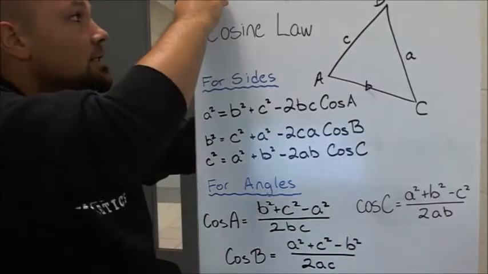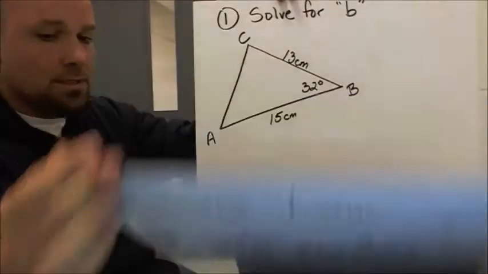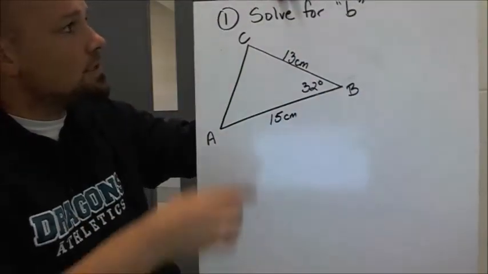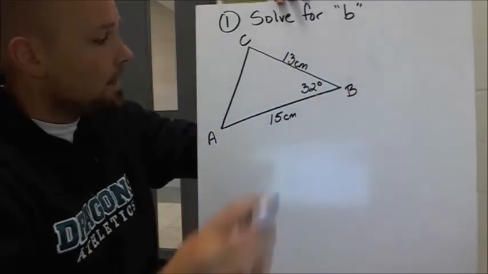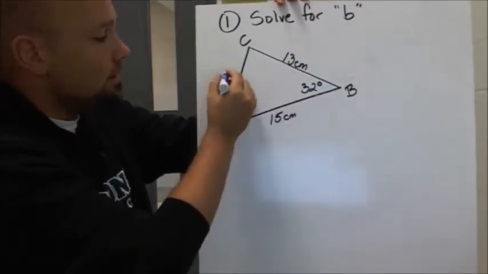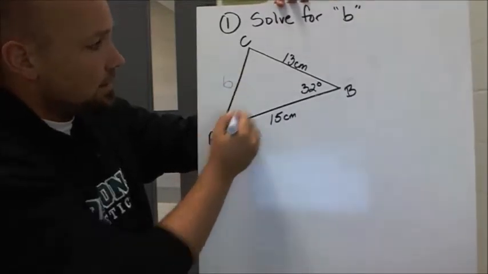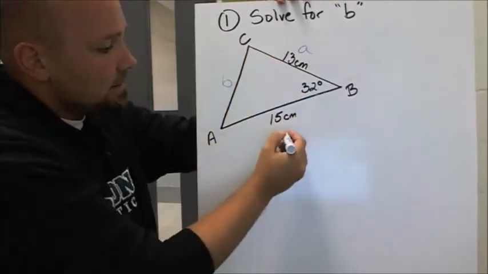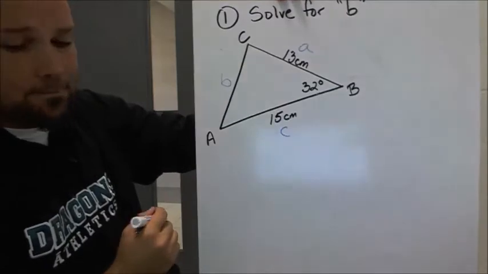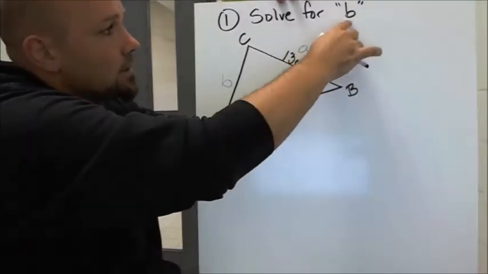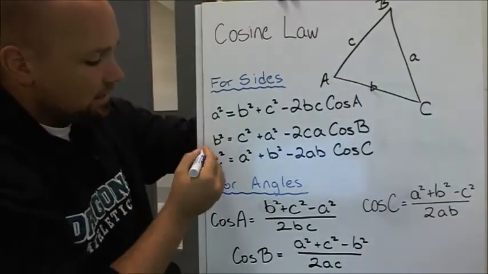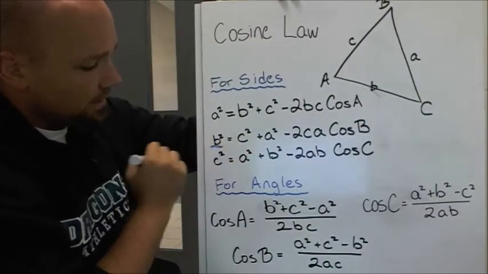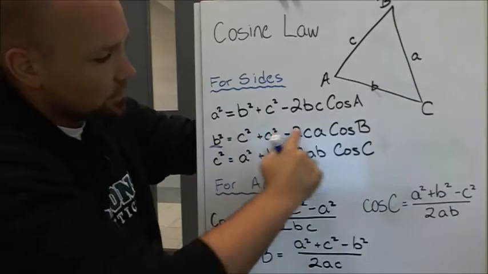So let's see what the question is. The question says solve for side B. I know it's side B because it's a little b, and little b will be opposite of angle B. Little a will be opposite of A, and little c will be opposite of C. Now I'm trying to solve for little b, so let's look back at our list of formulas. Little b is right here, so that means I want to use this formula.